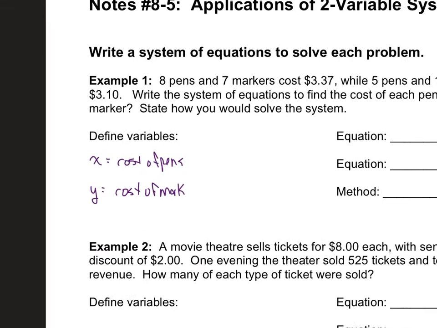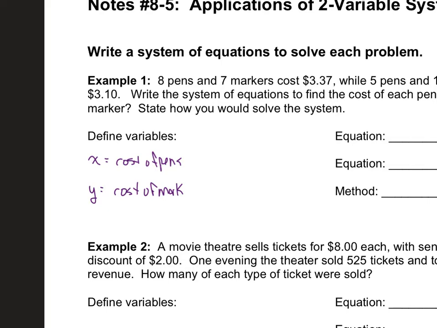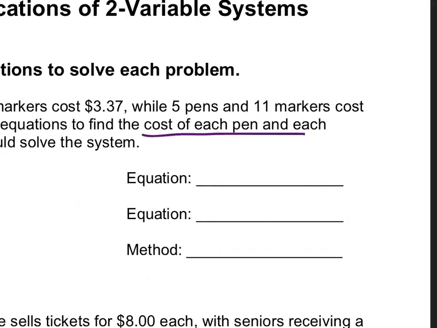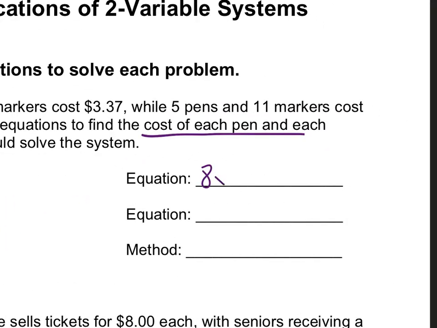Okay, and then once I've defined my variables, it does say find a system of equations to find the cost of each. That would be where the X and Y would come in. So I know in one situation I bought 8 pens. I don't know how much pens cost. That's X. In another situation, or in the same situation, I bought 7 markers times its cost, which I don't know, but I do know it costs $3.37. And if you get that one, the other one's pretty easy as well. I've got 5 pens times their cost plus 11 markers times their cost equals $3.10.